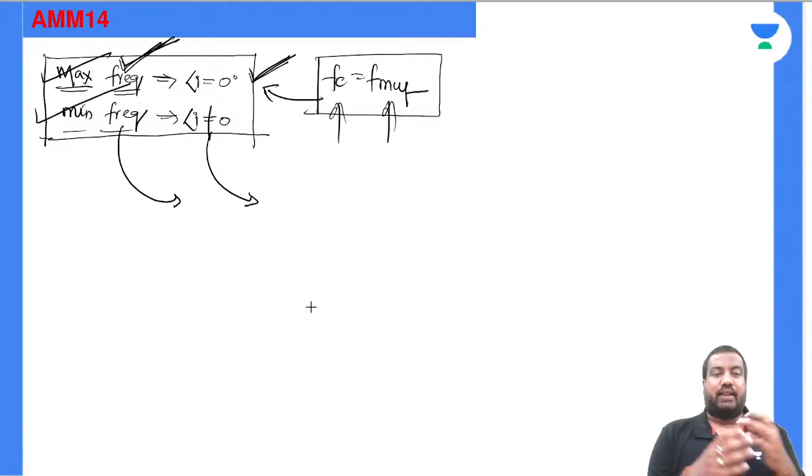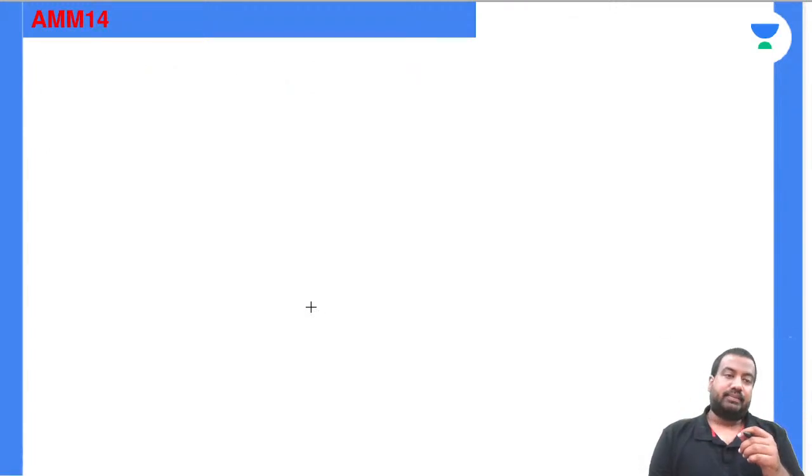That's why both terms, maximum and minimum, are used in the definition of critical frequency. Most of the students get confused here. Sometimes people say maximum, sometimes people say minimum. Why is it so? I am trying to justify that, okay?